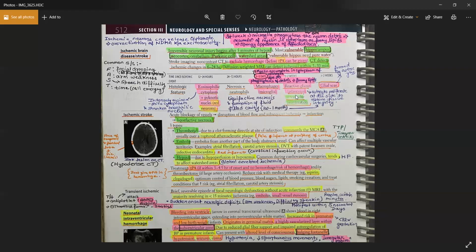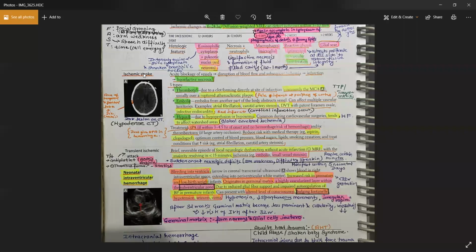So far we have discussed what a stroke is, what different types of strokes there are, and what you will see under the microscope whenever you get a stroke. Now let's discuss the causes. The ischemic stroke can be of three types: thrombotic, embolic, and hypoxic. In all of these strokes, you will get liquefactive necrosis. Please note, we are discussing the ischemic stroke, not the hemorrhagic one.